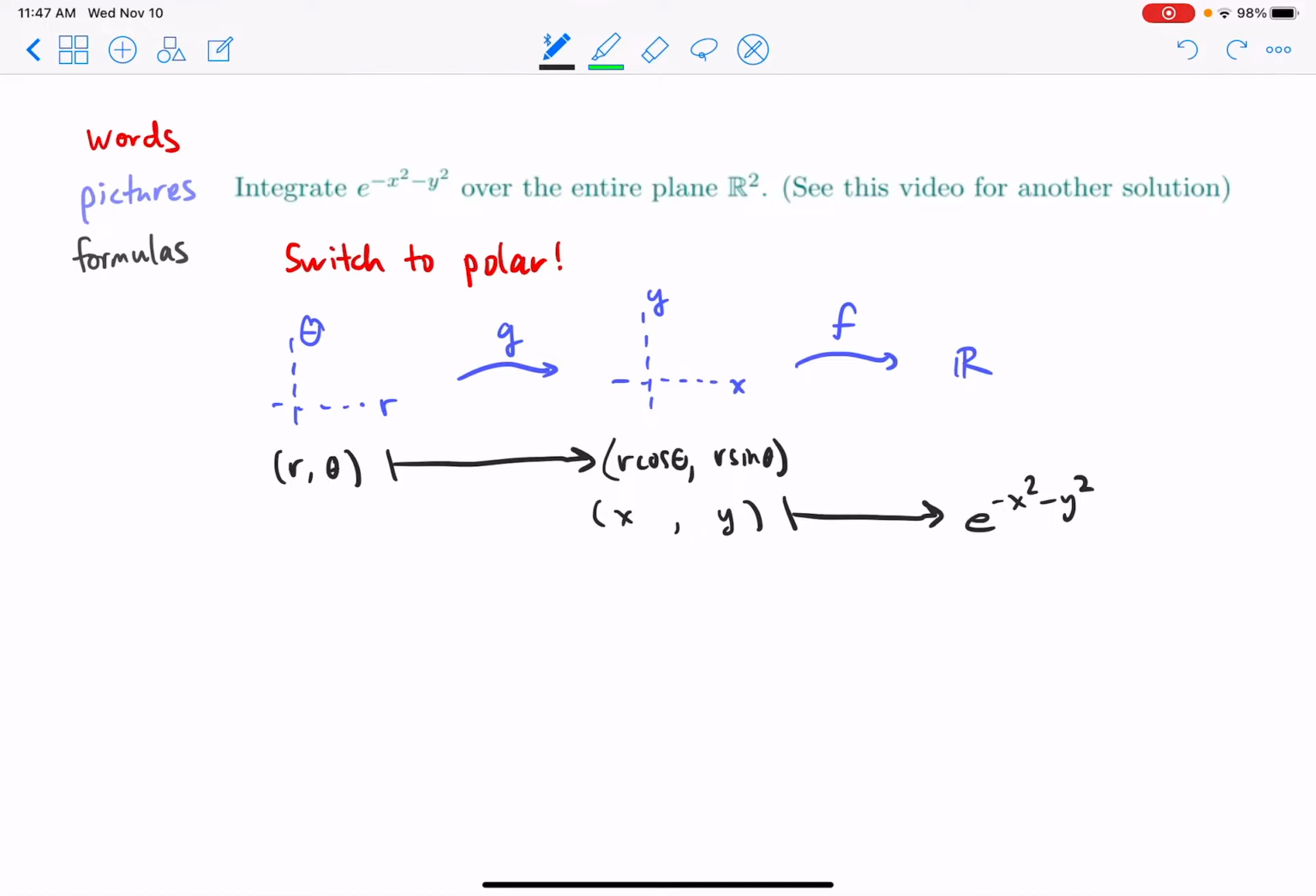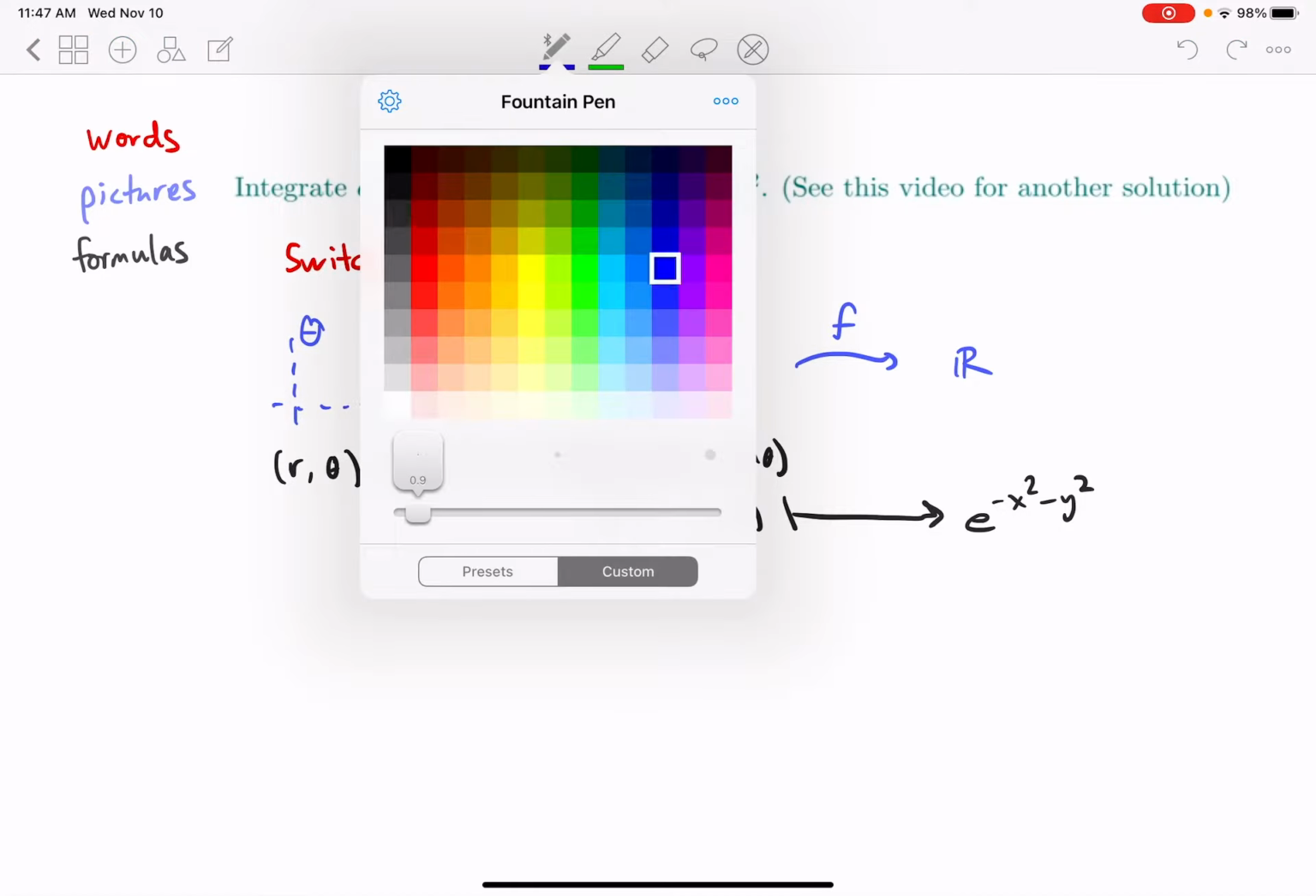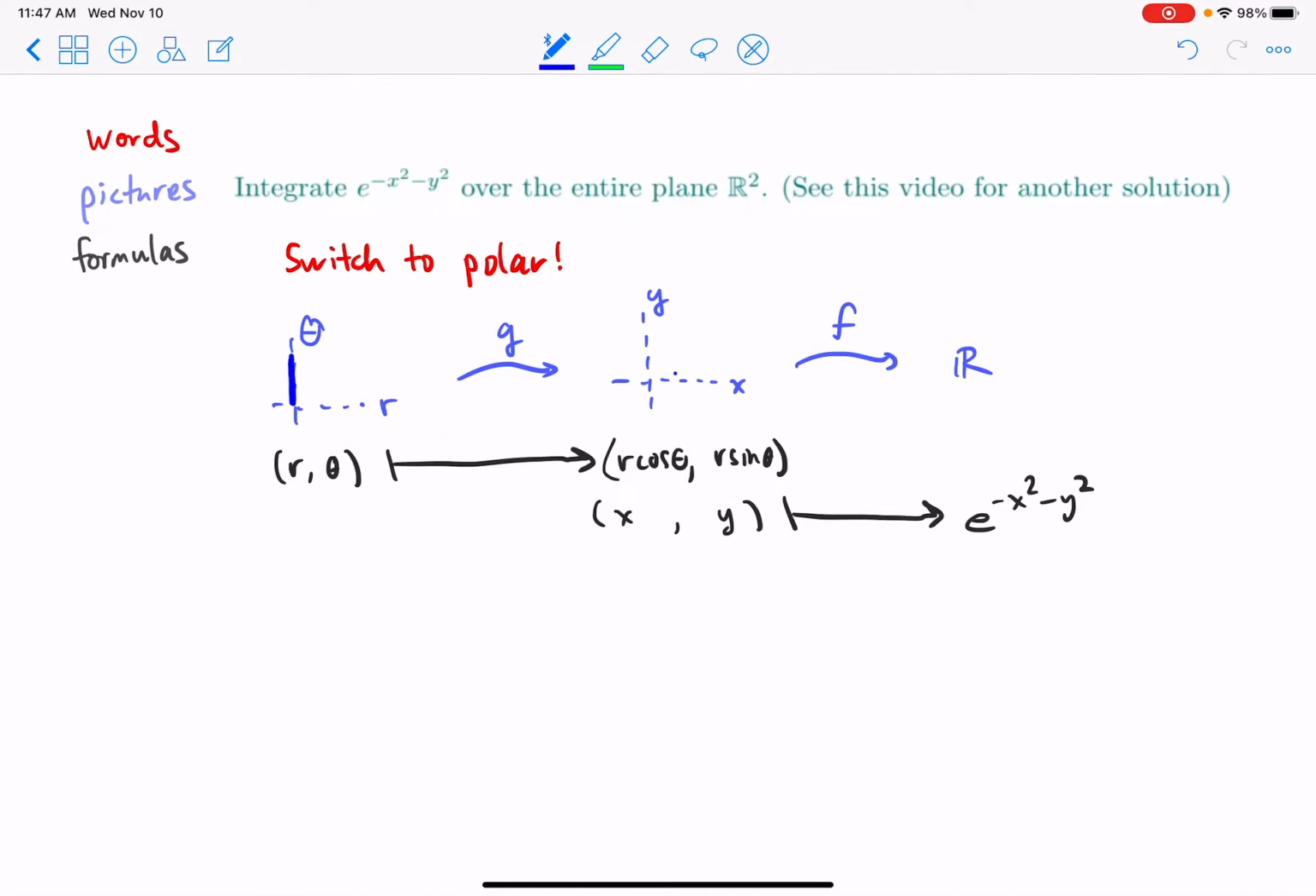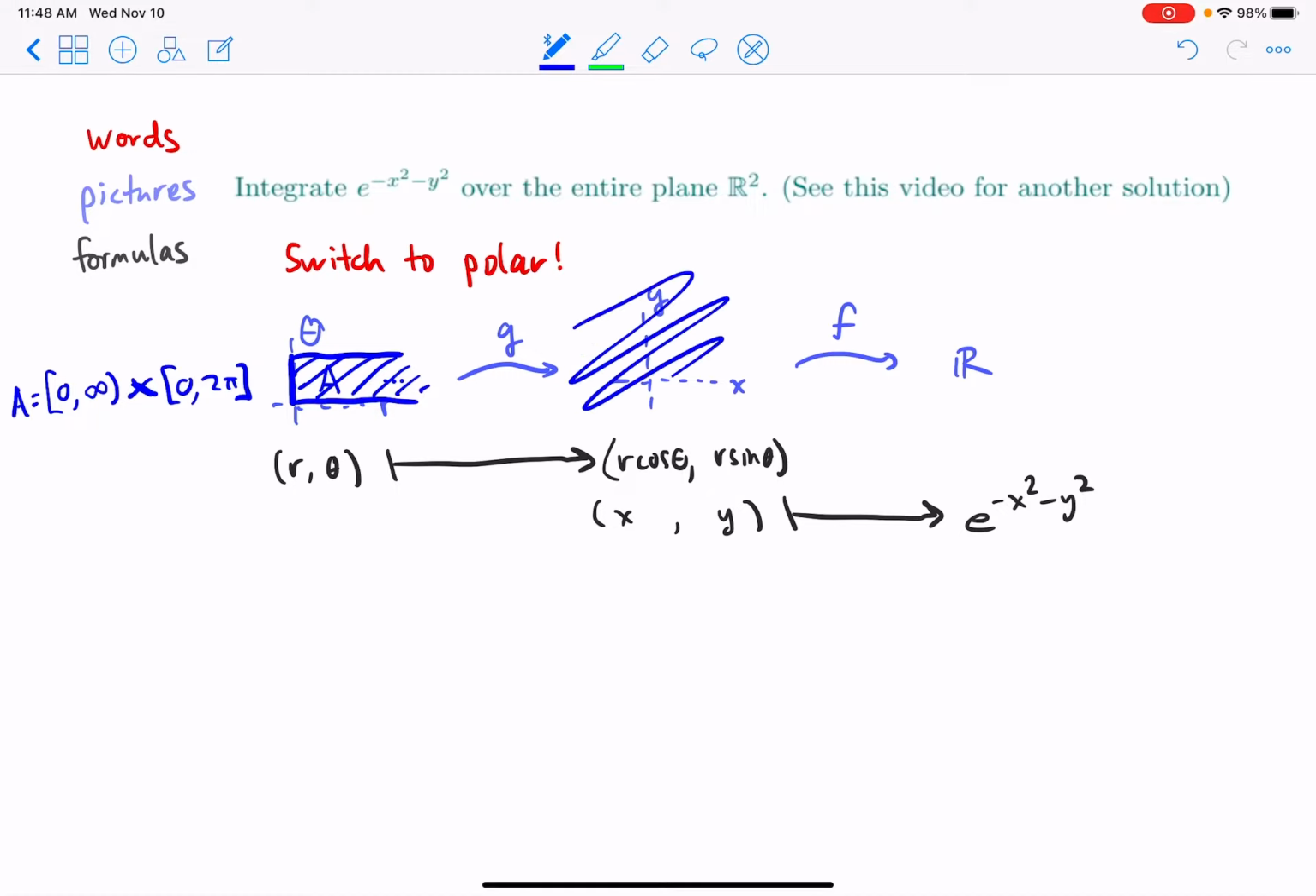And so if we want to get the entire plane, then actually what we'll need is to integrate over theta from 0 to 2 pi to rotate around, and then r goes from 0 out to infinity. So it ends up that we'll want this rectangle that just goes out forever. This rectangle is r goes from 0 to infinity, and theta goes from 0 to 2 pi. So this is A. And this infinite rectangle will go to the entire xy plane under the map G.